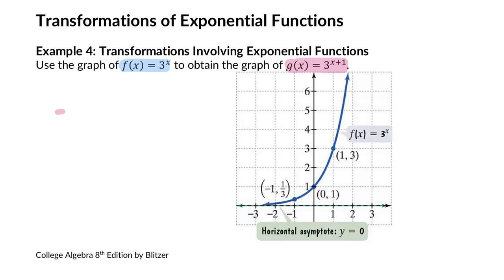If I see plus 1 inside, that tells me that transformation is going to be horizontal. Inside is horizontal. And since I'm adding 1, does that mean I'm dilating this, stretching and shrinking it, or am I moving it left and right?